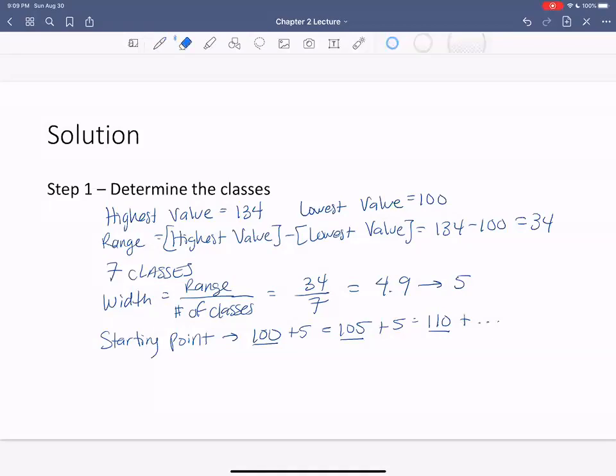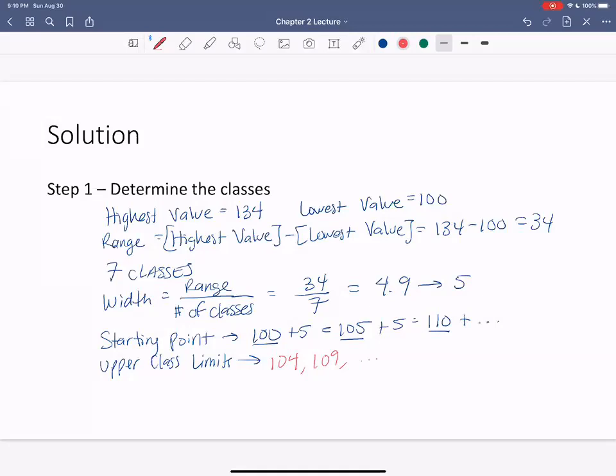Next, we find our upper class limits. Where those come from, it's 1 less than here, 1 less than here. All right, so our first upper class limit will be 104. Our next upper class limit will be 1 less than here, which would be 109. And then we would keep going based on the values that we have.